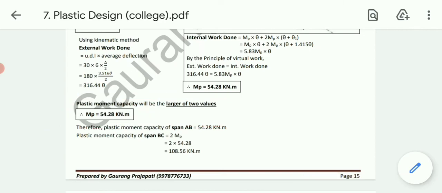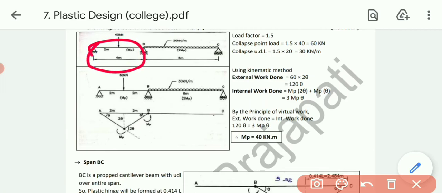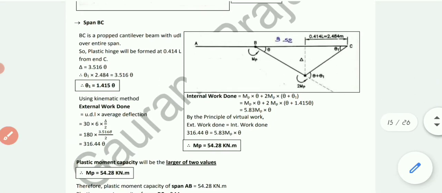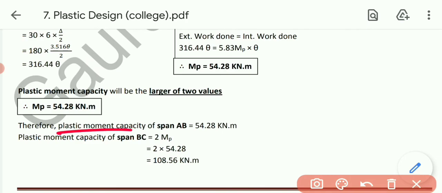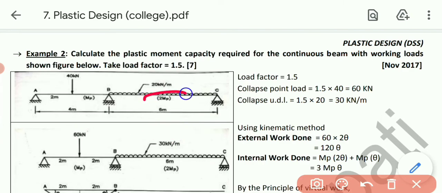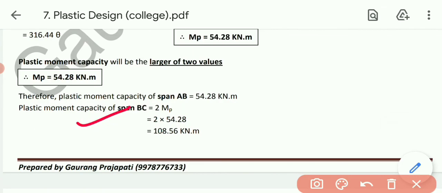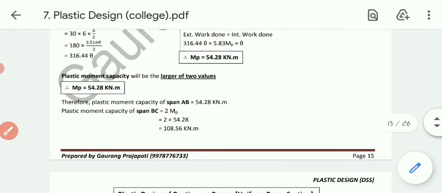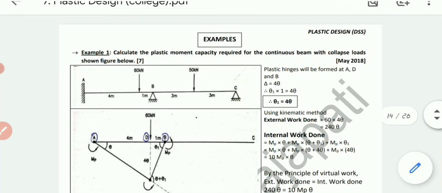That's the final answer. Now as the moment is varying in both spans, AB and BC, the plastic moment of span AB is MP, which we got as 54.28 kilonewton meter, while for span BC it is twice MP. So let's multiply the moment by 2. Span BC's moment capacity equals twice MP, and MP is 54.28 multiplied by 2. So ultimately that moment will be 108.56 kilonewton meter. So these are the two examples which we have solved using the kinematic method.